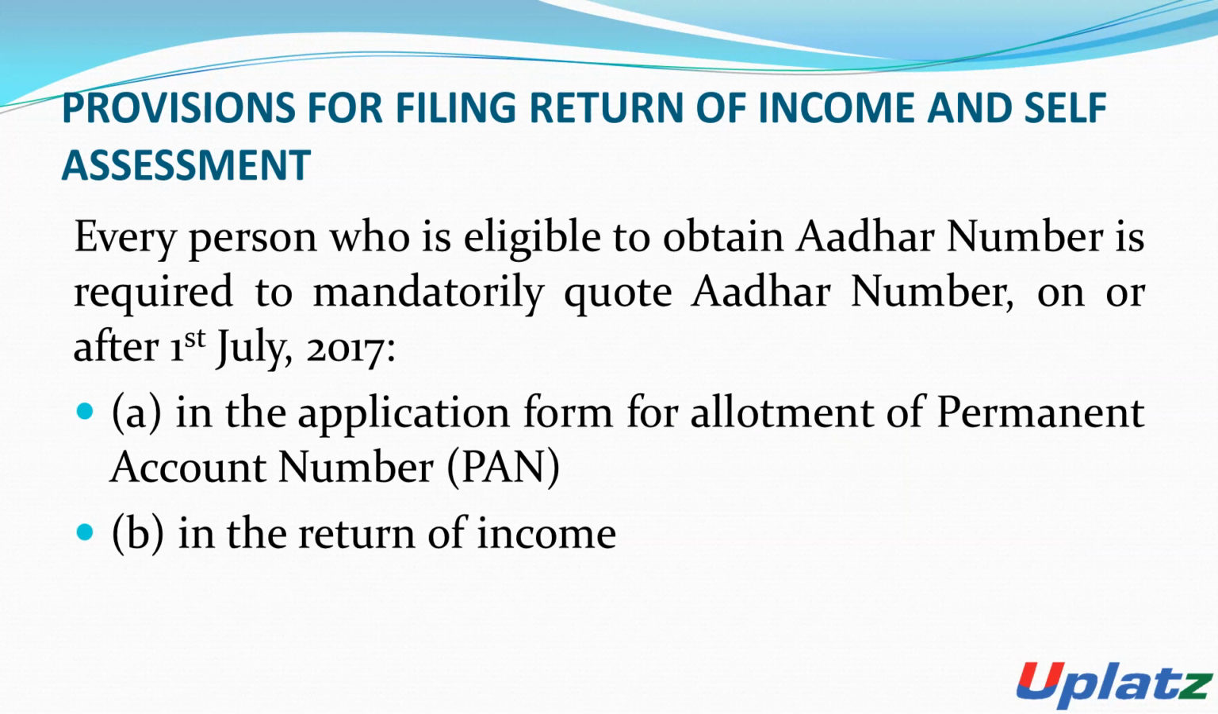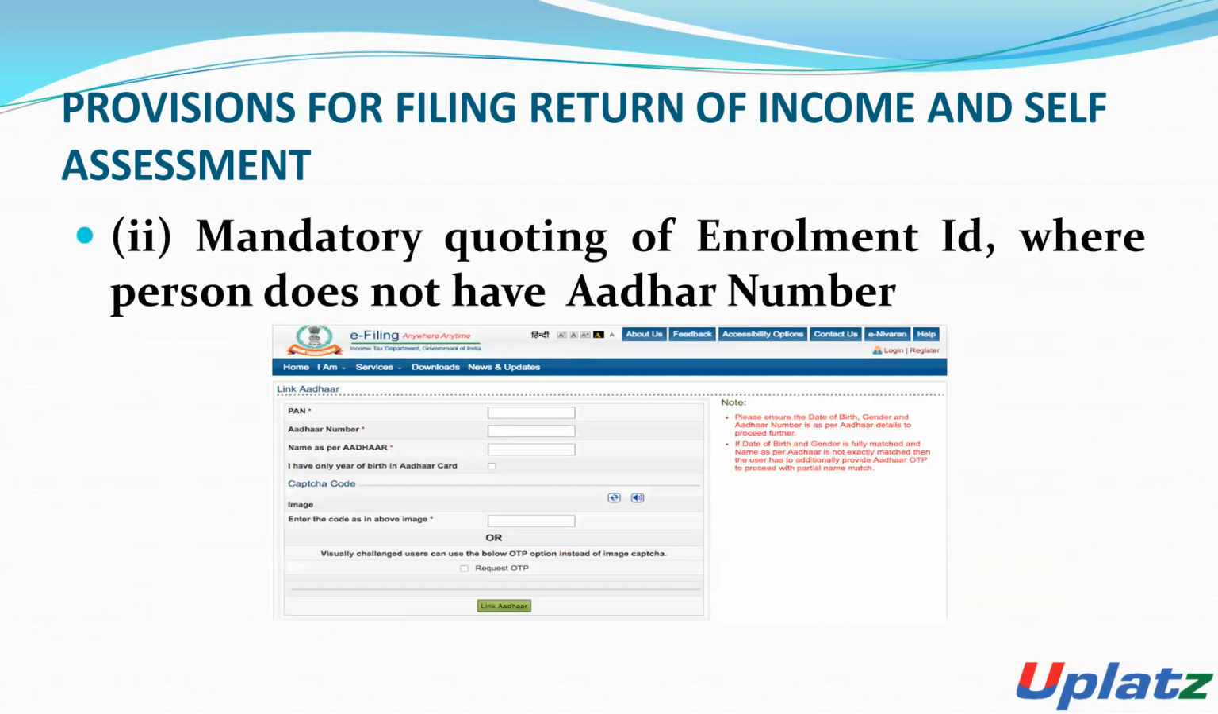Means on the following documents and applications, the assessee is required to mention his Aadhaar number on or after 1st July 2017. Number one, in the application made in the form for allotment of PAN. If any application is made by the assessee for the allotment of PAN, then the assessee will mention the Aadhaar number on such application. Number two, in the return of income. When the assessee files the return of income, the assessee will mention his Aadhaar number. So for making an application for the PAN or for filing any return of income, the assessee will mention his Aadhaar number.